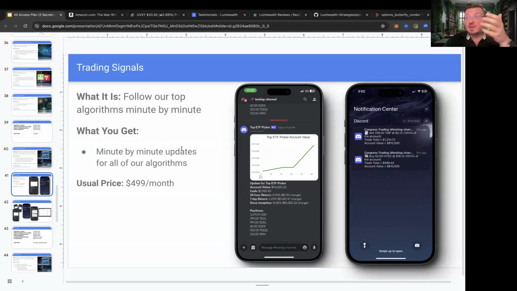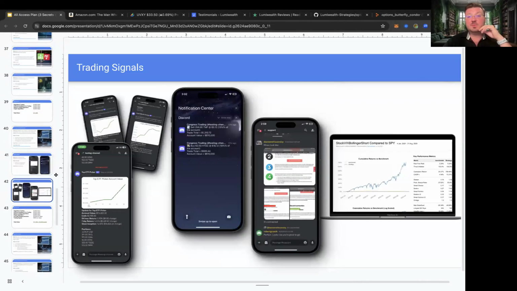Normally, if you go to these trading signal companies, there's a bunch of them out there. They're going to charge you something like $500 a month for this alone, right? Think about all the different ones out there. Any of them that are worth their salt, that actually have good signals and are actually making money, they're going to charge you at least $500 a month, if not more, right? That is going to be included as part of the all access plan as well. Here's some more pictures of what it looks like.